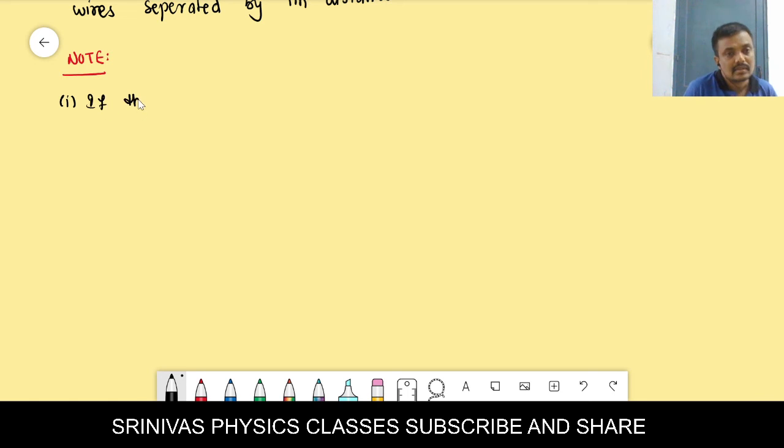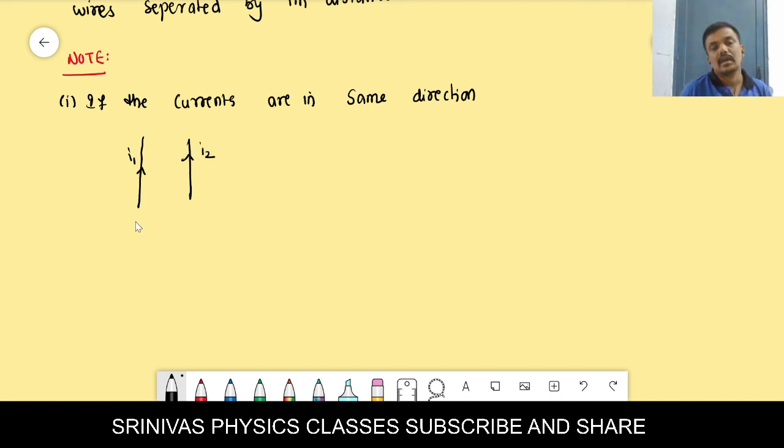if the currents are in the same direction, I1 and I2, then they attract each other. They attract each other with the same force. Okay, if the currents are in the same direction, they attract each other, right?